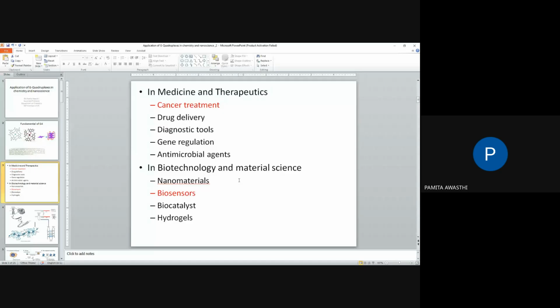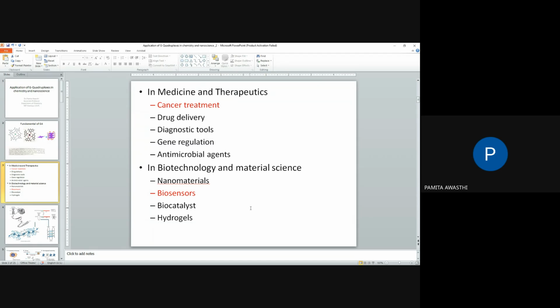They can be used as a biocatalyst and can be engineered to act or facilitate the chemical reaction in a very controlled manner. Similarly, as hydrogels, they can be developed for various applications, including cell culture, tissue engineering, and drug delivery. So overall, what I would say is this is a versatile class. G quadruplexes is a versatile class of nucleic acid structure with a wide range of potential applications.